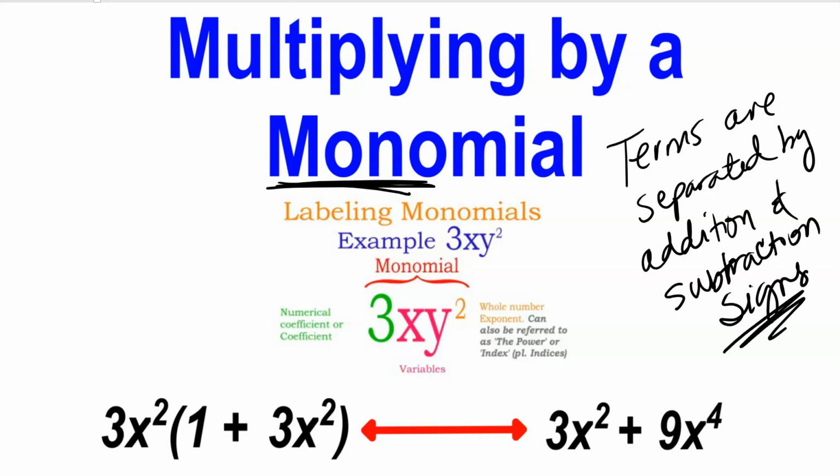All right. So we are going to be multiplying by a monomial, and this requires exponent rules because we're multiplying and these monomials have exponents with them.